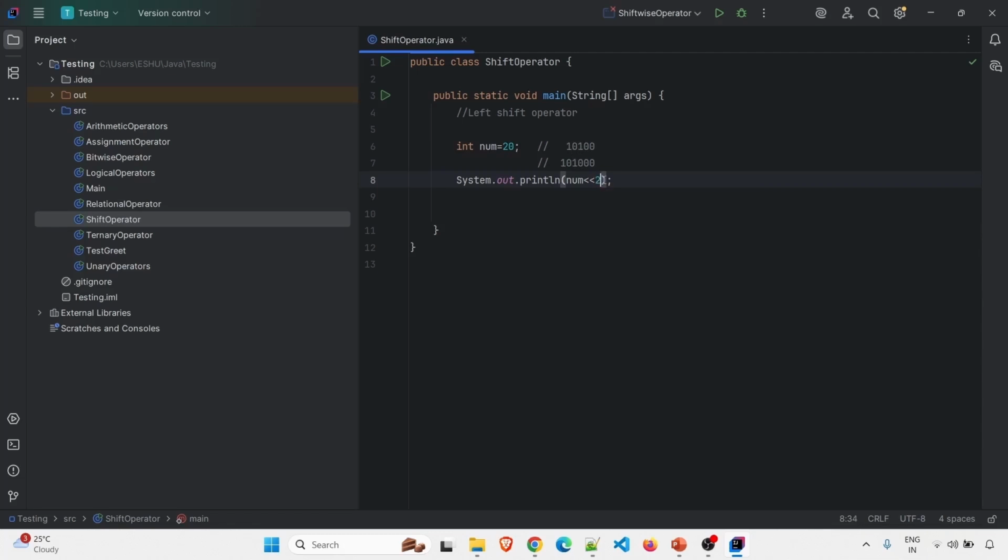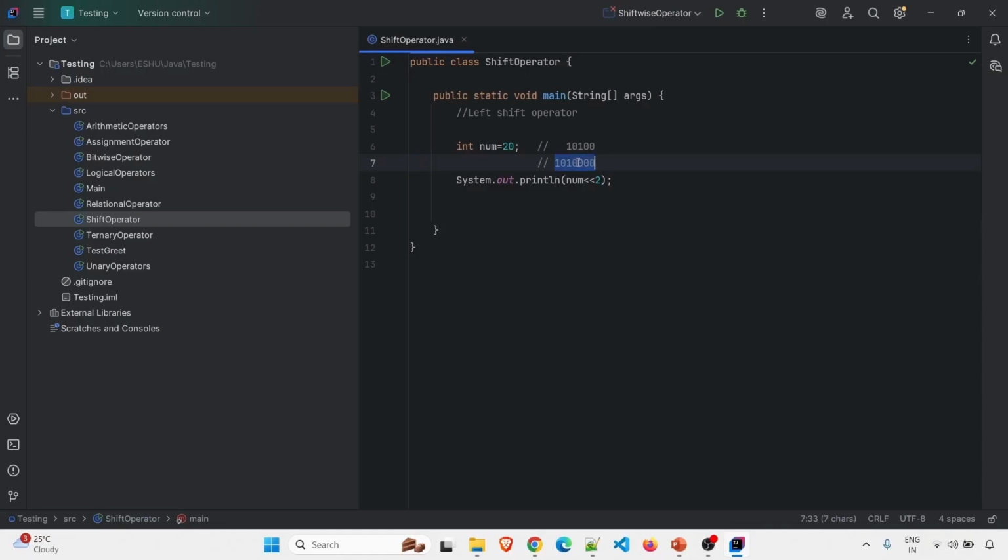Suppose I write 2 here. What it means is, it will take this number and shift the entire bit pattern by two positions to the left side, 1, 2. So the bits are shifted by two positions and 0 will be added to the vacant positions. So this is how the left shift operator works.